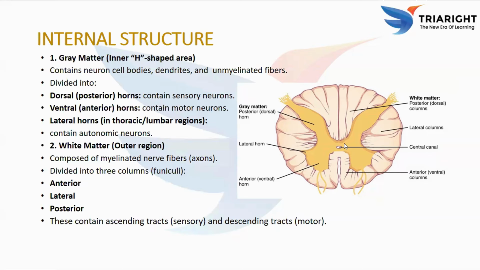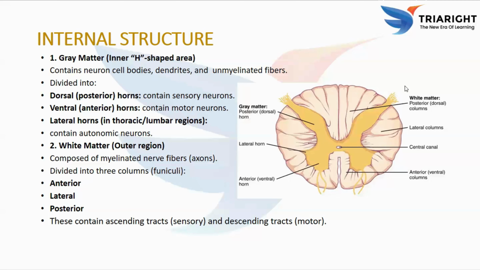So gray matter is an inner H-shaped area. You can clearly say it resembles the letter H. It is found in the center of the spinal cord, so it looks like the letter H or a butterfly shape. It is made up of neuron cell bodies, dendrites and also nerve fibers. So what does this do? It is responsible for processing and integrating information.